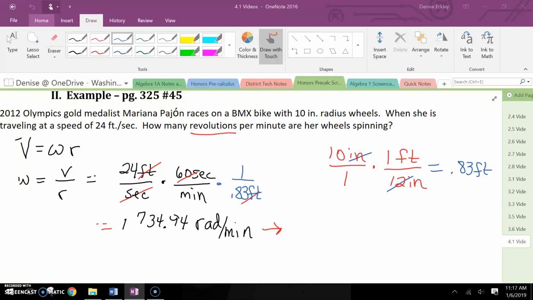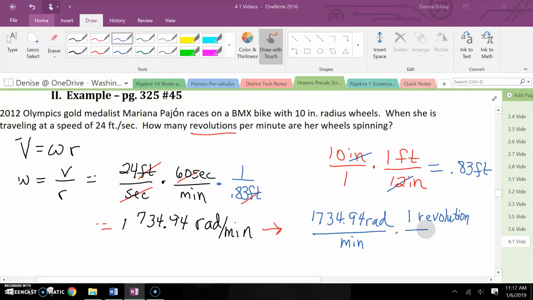So what I'm going to do is take my 1734.94 radians per minute, and multiply that by my latest conversion factor, which is 1 revolution is 2 pi radians. And when I do that, I get a final answer of 276.12 revolutions per minute.